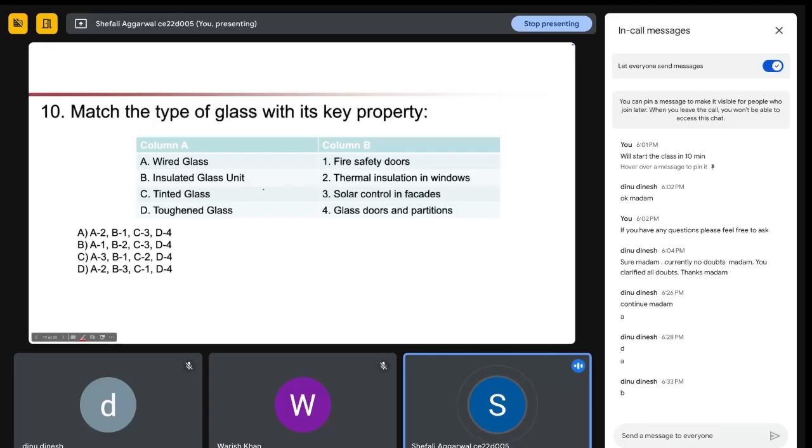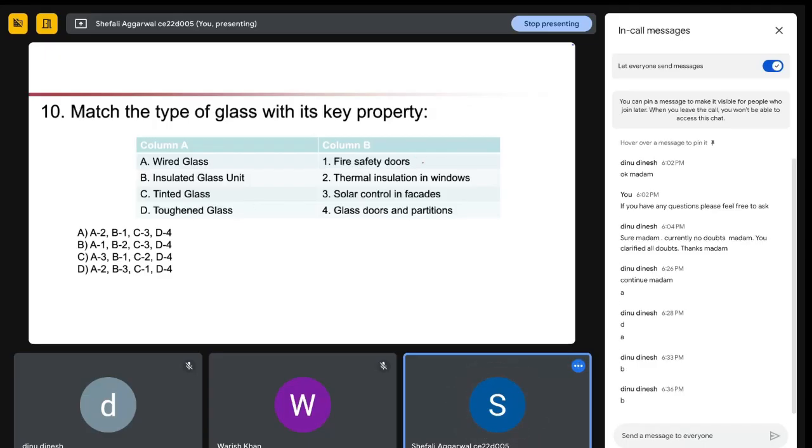Okay, so the next question is, match the type of glass with its key property. Wired glass, insulated glass, tinted glass or toughened glass. Then we have fire safety doors and thermal insulations, solar control and glass door and partition.